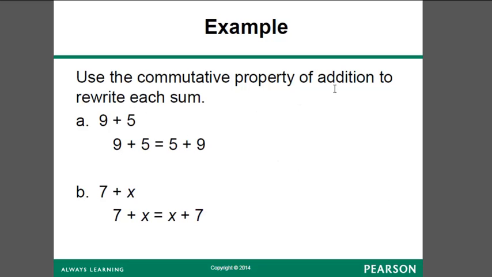Here are a couple examples. Use the commutative property of addition to rewrite each sum. 9 plus 5 can also be rewritten as 5 plus 9. Now notice the instructions did not ask us to solve the problem. You do have to be very careful and watch for these things in your homework. Make sure you do exactly what the instructions ask of you. 7 plus x is the same thing as x plus 7. Your answers are going to be the exact same.